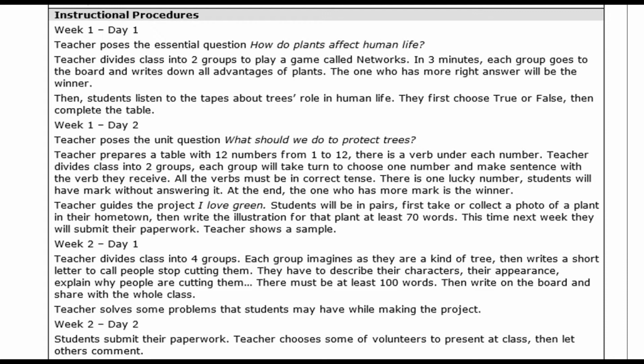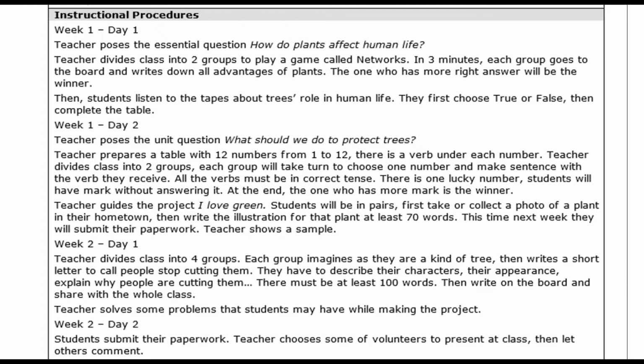On day one, the teacher poses the essential question and then divides the class into 2 groups to play a game called Networks. In 3 minutes, each group goes to the board and writes down advantages of plants. The one who has more right answers will be the winner. Then students listen to the tapes about trees' role in human life. They first choose true or false, then complete the table.